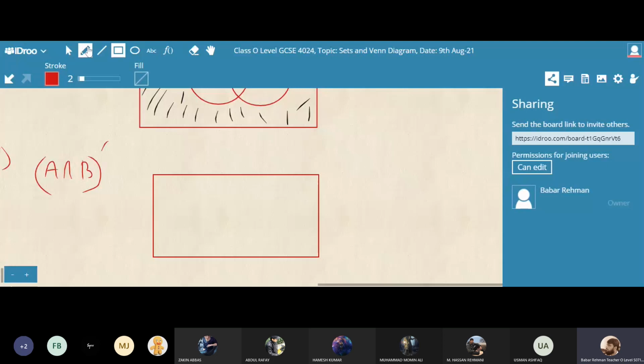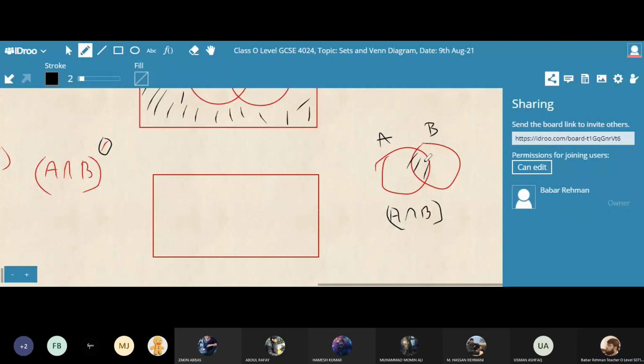Okay, student, look at this. What is this? If I do this one, what is that? This is A intersection B. This is the answer. But over here, this is complement. Complement means you have to remove this, and the rest of the elements will be shaded. So what will be shaded now? Tell me.